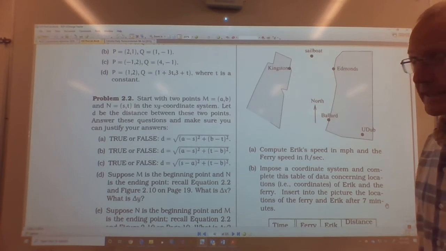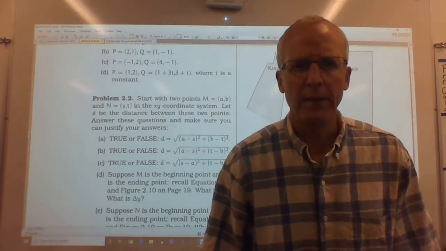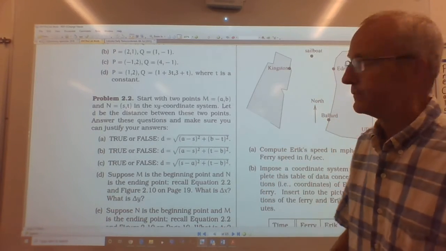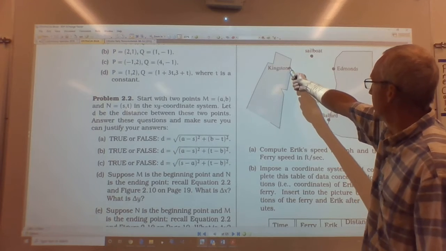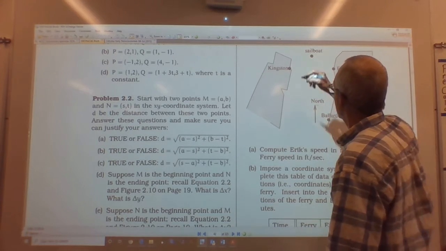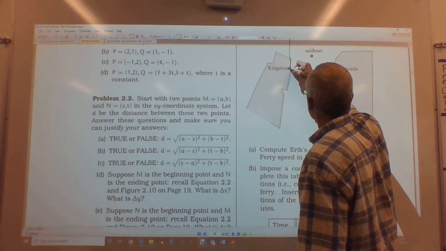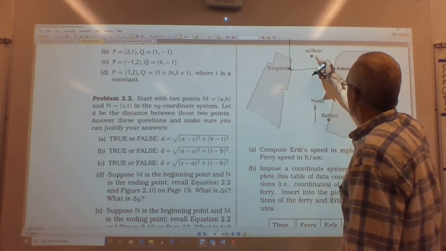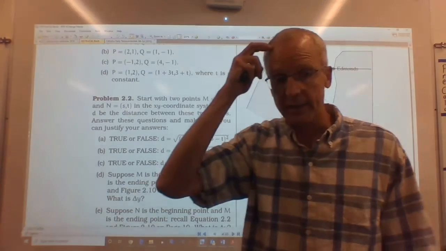So again, it's nice to keep everything positive, keeping everything in the first quadrant. So to do that, we want to make Kingston then the origin. So we make our axes like this, right? So Kingston is the origin. And then we can put numbers and everything is positive.